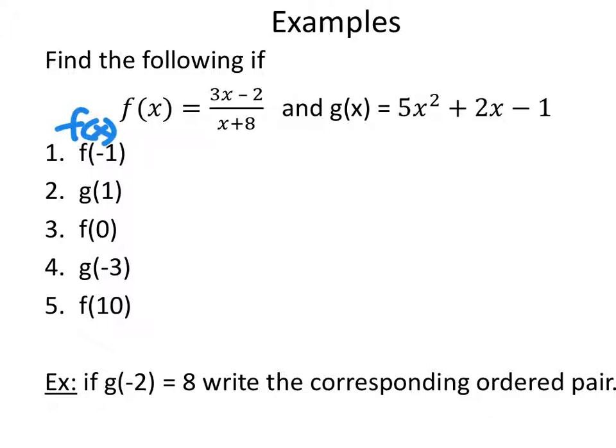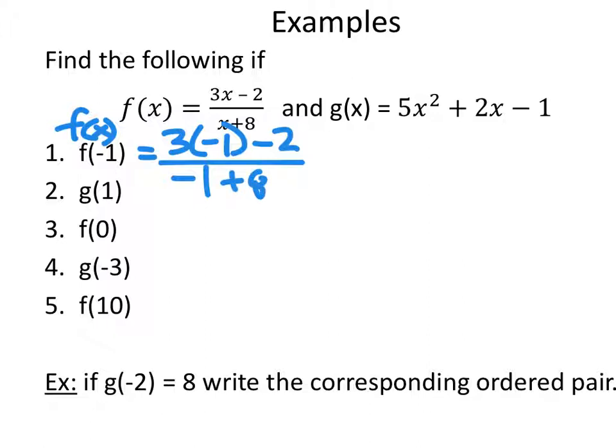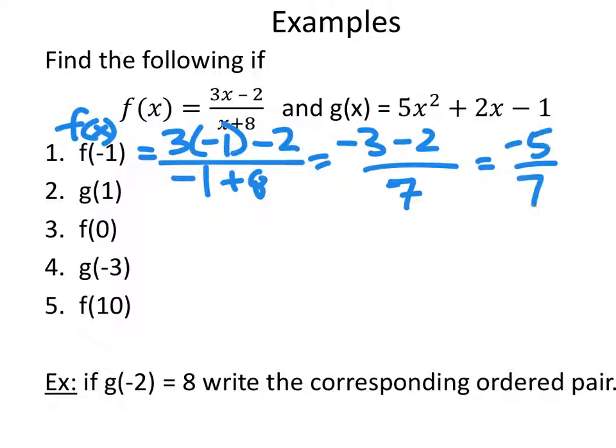So what do we get on that? So f of negative 1 would be 3 times x, which we replace with negative 1, minus 2 over negative 1 plus 8. 3 times negative 1 is negative 3 minus 2. Negative 1 plus 8 is 7. So there's a negative 5 over 7.